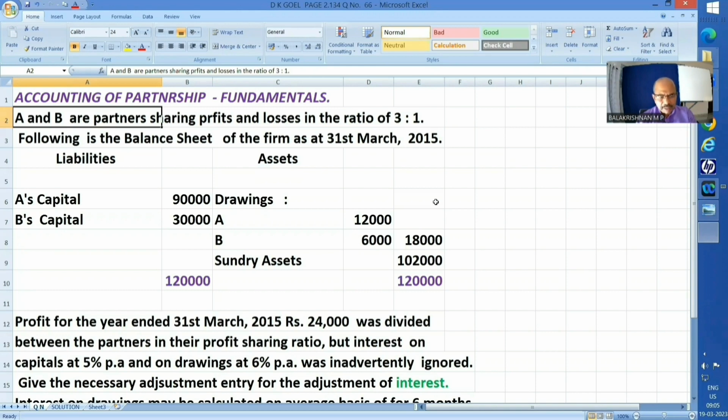A and B are partners sharing profits and losses in 3:1. Following is the balance sheet as of 31st March 2015. Liabilities: A's capital 90,000, B's capital 30,000. Assets: drawings A 12,000, B 6,000, total 18,000. This is the peculiarity of this sum: drawings have been given within the balance sheet. And sundry assets 1,02,000. Total of balance sheet 1,20,000. Okay, fine.